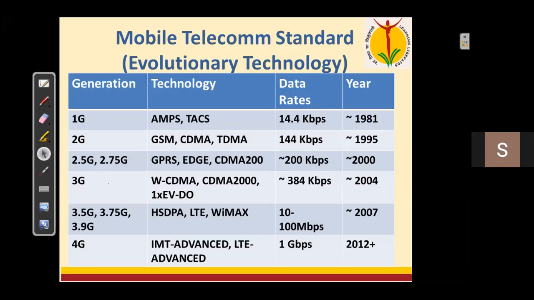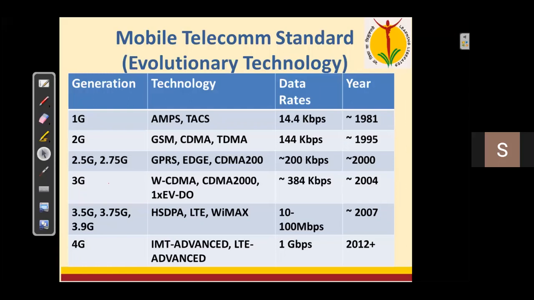When I did my engineering in 1997, at that time only GSM was there, and in my home I did not have a landline connection. When I completed my engineering, in 1998 somewhere, we were able to get a landline connection. In between 2G and 3G, there are 2.5G and 2.7G, that is General Packet Radio Service. Then CDMA technology came in the year 2000, with a slightly increased data rate of 200 kbps.